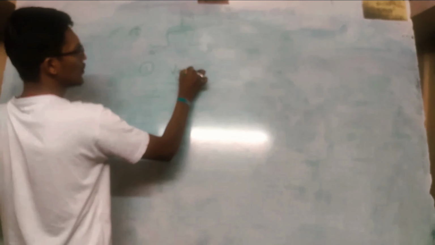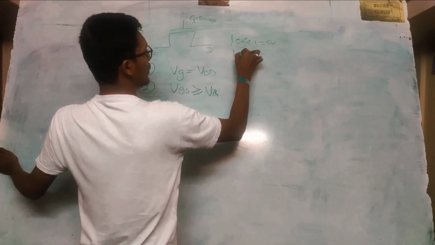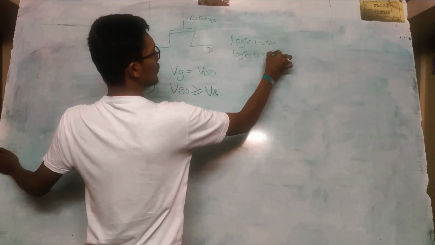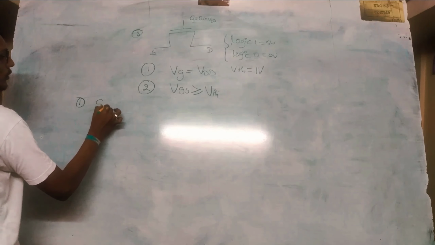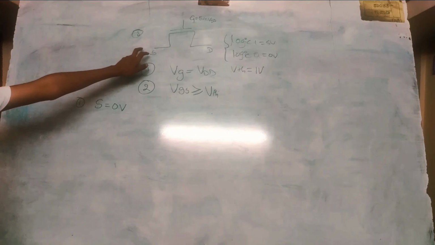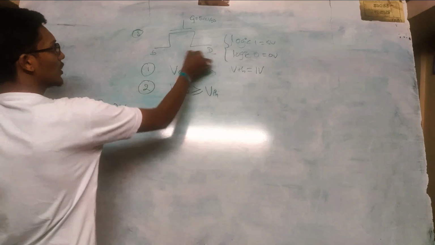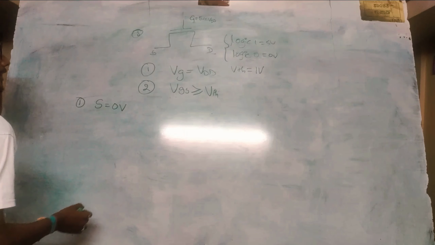I'll assume my gate as 5 volts, that is VDD. Initially we have assumed that logic 1 is equal to 5 volts and logic 0 is equal to 0 volts. VTH is positive in case of NMOS, so I'll assume VTH is equal to 1 volt. Let me start my cases. In my first case, I'll assume S is equal to 0 volts, that is logic 0. Let's see what the output is at the drain terminal.